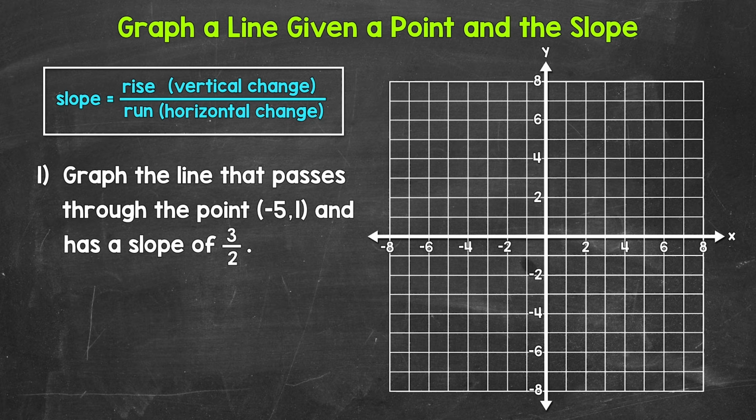Let's jump into number 1, where we have graph the line that passes through the point -5, 1 and has a slope of 3 over 2, 3 halves.